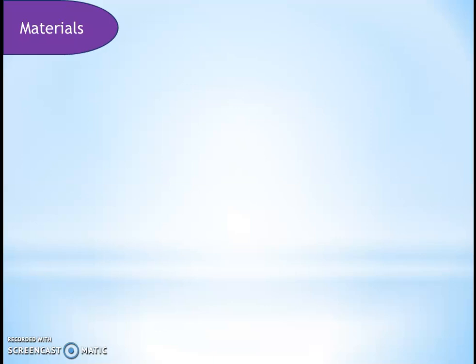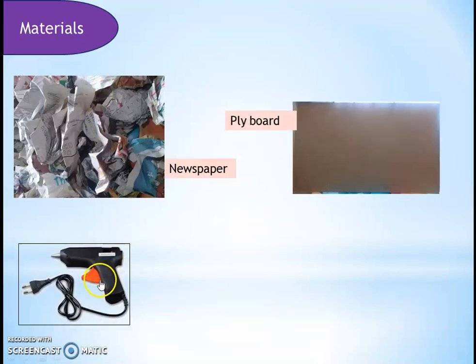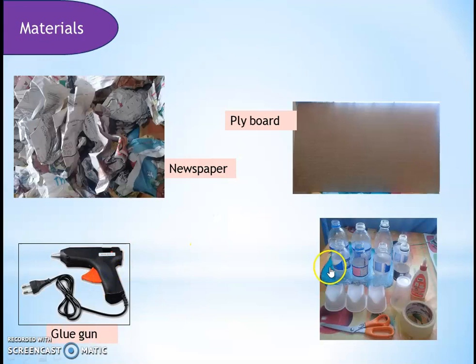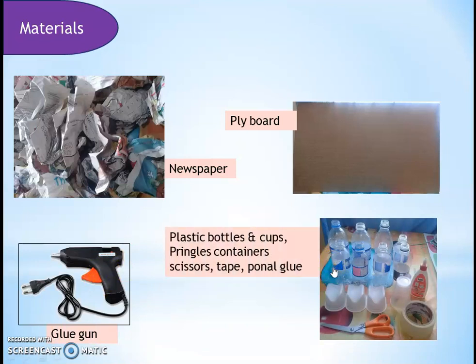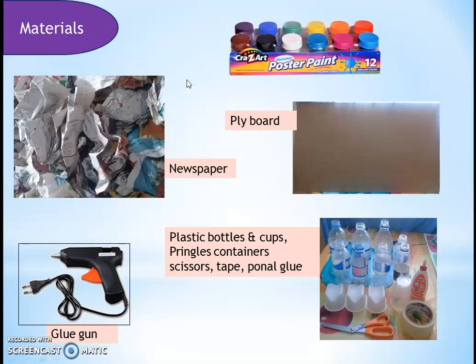Right, so first off, we have to think about the materials that we'll need for the project. For the project, there are a couple of materials that we'll need. So we'll need newspaper, plyboard, a glue gun, and other materials such as plastic bottles, cups, containers, tape, and a pair of scissors. And most importantly, some paint. We can use poster paint as our form of paint for this project. All right, so now that we have our materials, what is the next step?